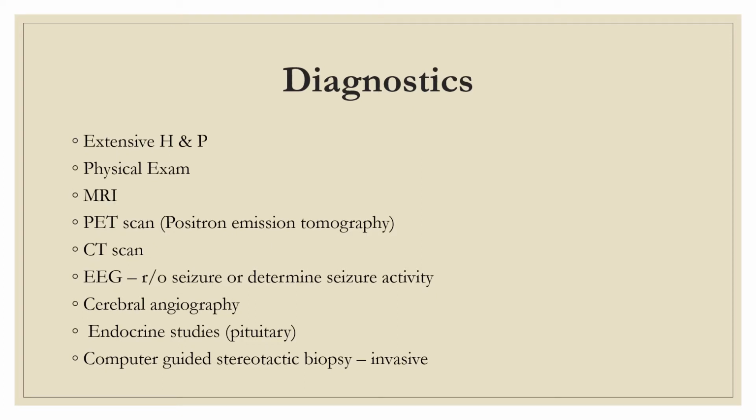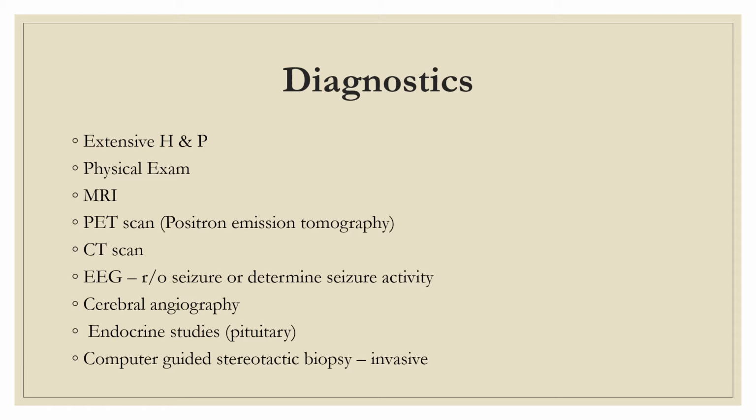So diagnostics for brain tumors. An H&P, really important, history and physical. The physical exam is really important with respect to the location of the tumor, especially we can look at cranial nerves and see which ones are affected, is it vision, is it balance, is it hearing, and then we can pinpoint a little bit better the location of the tumor.